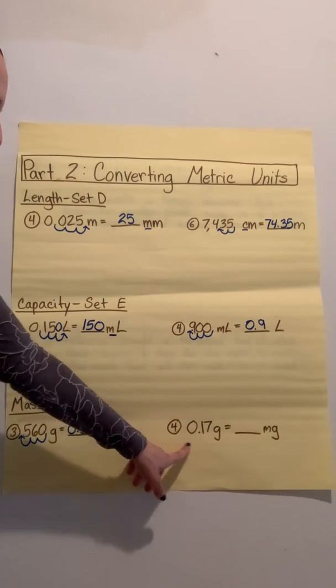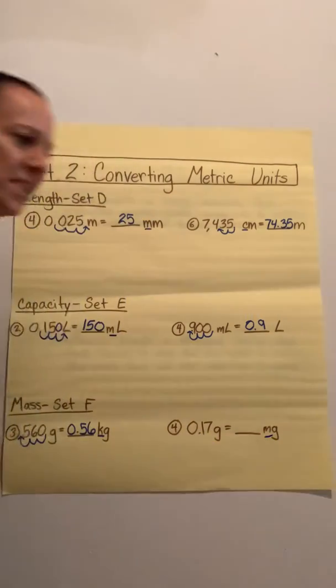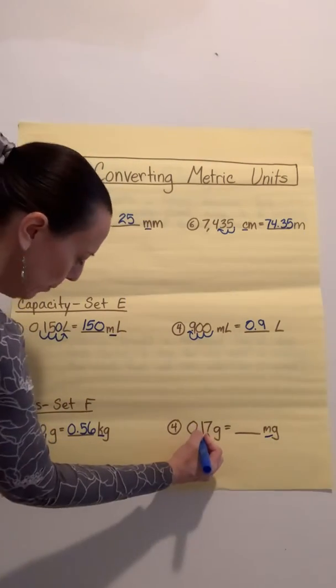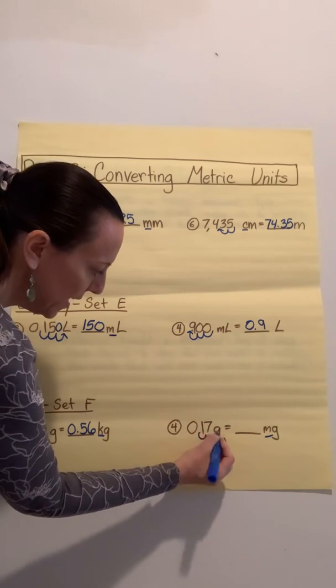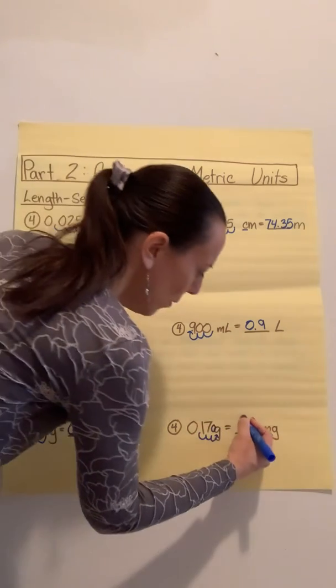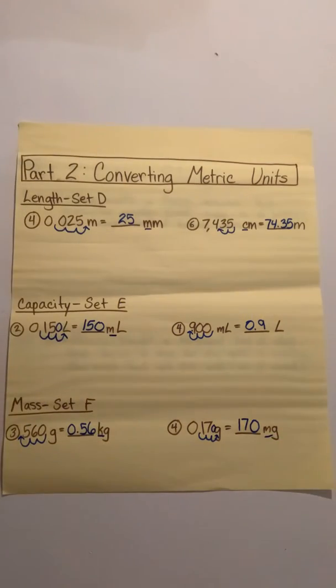Number 4, I'm starting with grams and going to milligrams, which I know are 1,000 times bigger. So I'm going to move this 3 places over. 1, 2, 3, annex the 0. This must be 170 milligrams.